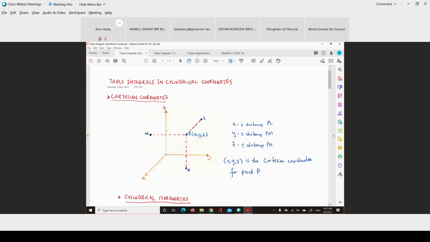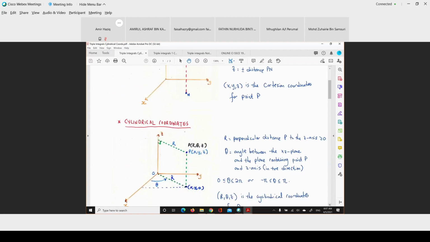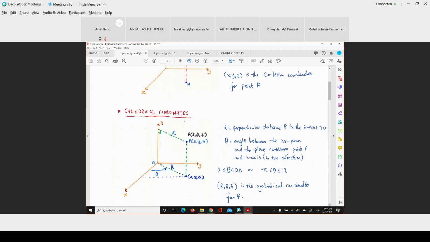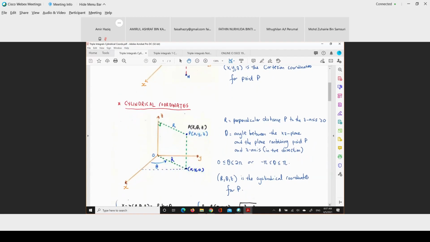Another system which is sometimes useful in certain applications is cylindrical coordinates. Here the same point P can be represented in terms of r, theta, and z. Where r is the perpendicular distance from P to the z-axis, represented here as capital R.